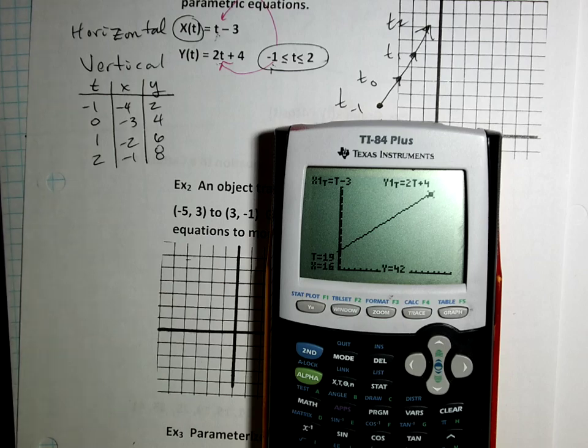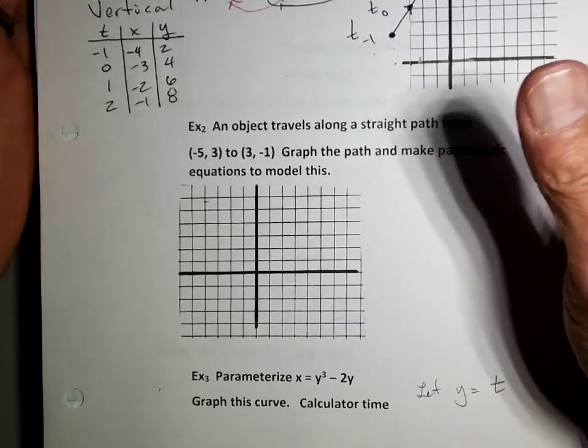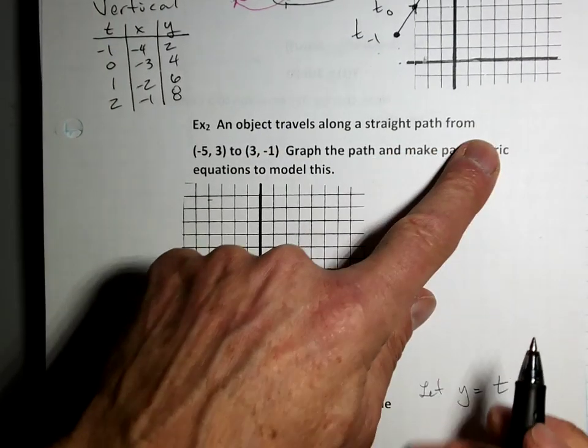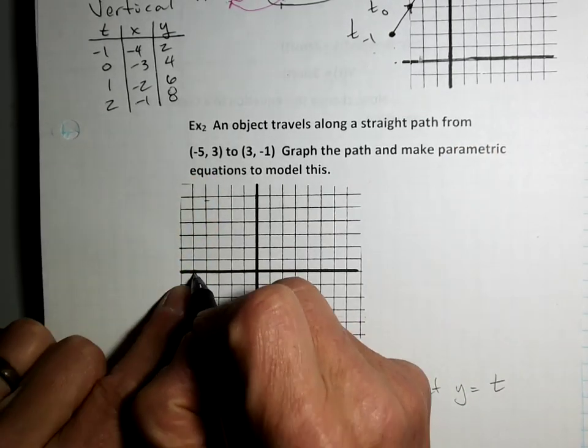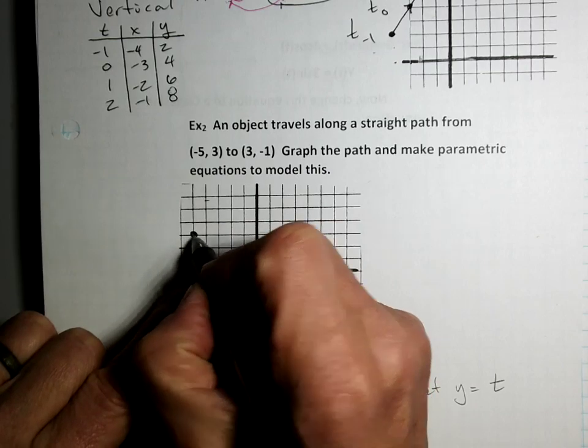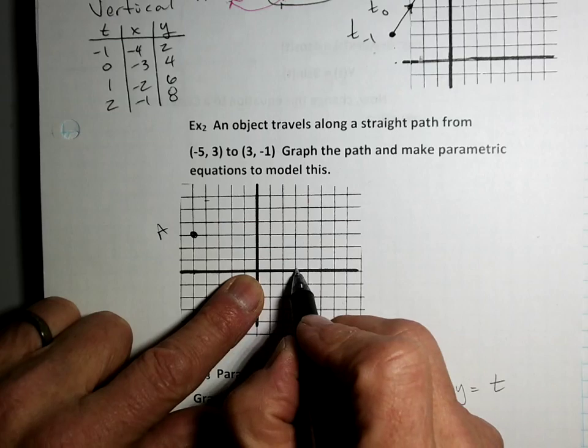Okay, now, number 2. Let's look at example 2. An object travels along a straight path from -5, 3 to 3, -1. So it's going to start here. Call that point A. And then it's going to go to 3, -1.